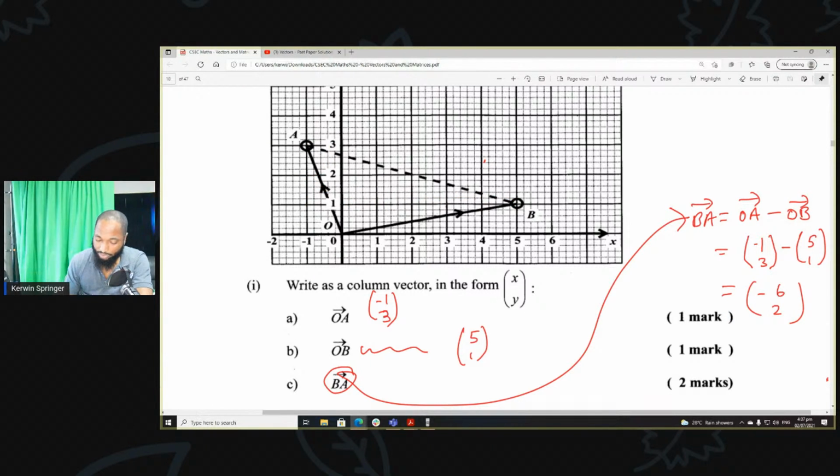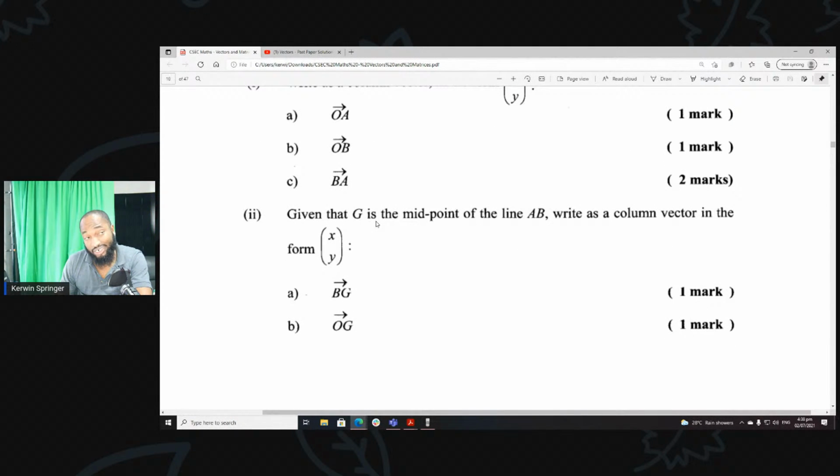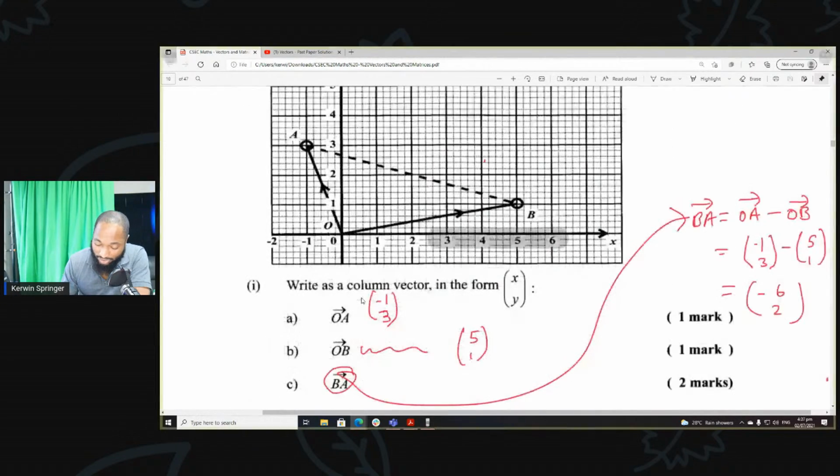Yeah. And then, given that G, okay, they didn't just leave it there. So let's see if they're going to confuse the thing now. But it's a 2, 1 mark thing. Given that G is the midpoint of the line AB, write as a column vector in the form XY, BG, and OG. This is a sweetener. So all you need to do now is find the midpoint of our line here. What's the midpoint? You could kind of see the midpoint too. It's 2, 2. But if you don't know, you could just use the midpoint formula.